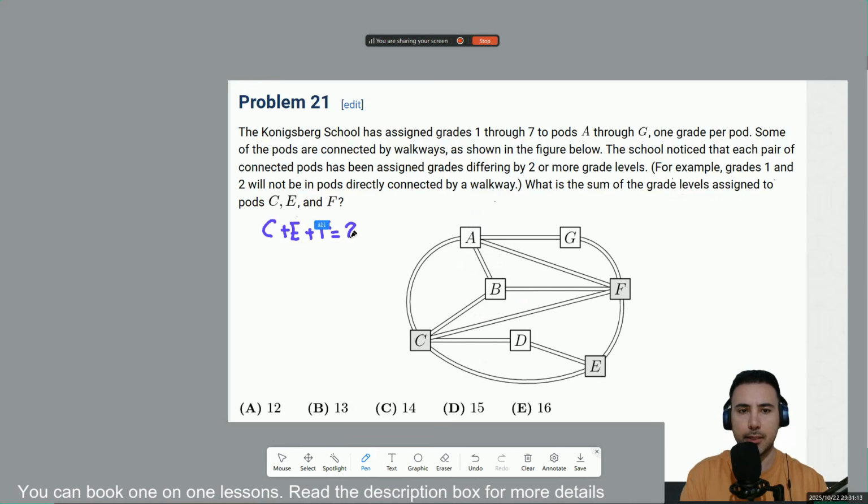Okay. So hopefully we understood the task. We just want to put these numbers. Okay. The difference 2 or more. Okay, and now where to start?